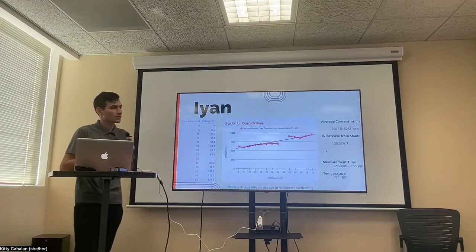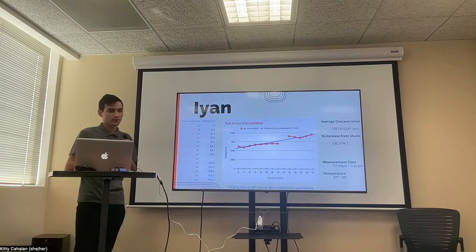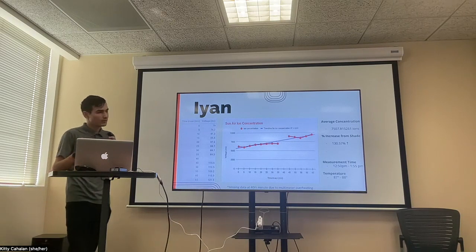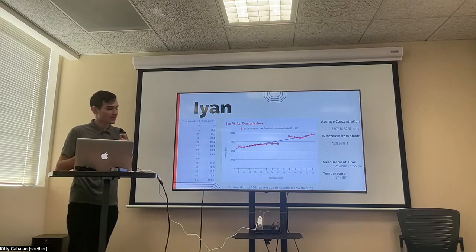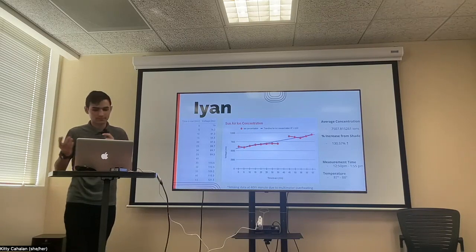The average concentration overall was about 7,500 air ions, which is about a 130% increase from the shade we measured here. To keep it consistent, my measurement times were about 12:50 p.m. to 1:55 p.m., just in the middle of the day, and somehow the temperatures stayed relatively consistent. There's a little hole in my data where my multimeter overheated and I had to restart. But other than that, I think this shows a good trend for sunlight.